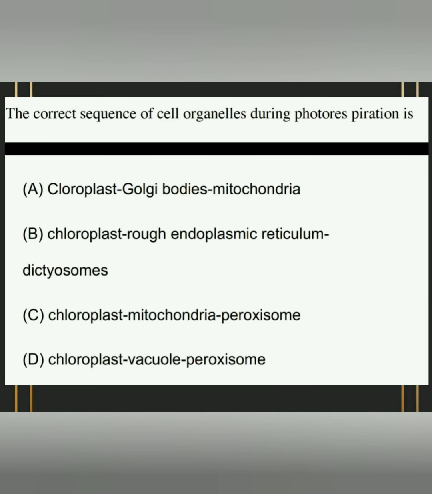The correct sequence of cell organelles during photorespiration is: chloroplast, Golgi bodies, mitochondria; chloroplast, rough endoplasmic reticulum, dictyosome; chloroplast, mitochondria, peroxisome; chloroplast, vacuole, peroxisome. And the answer is option C.